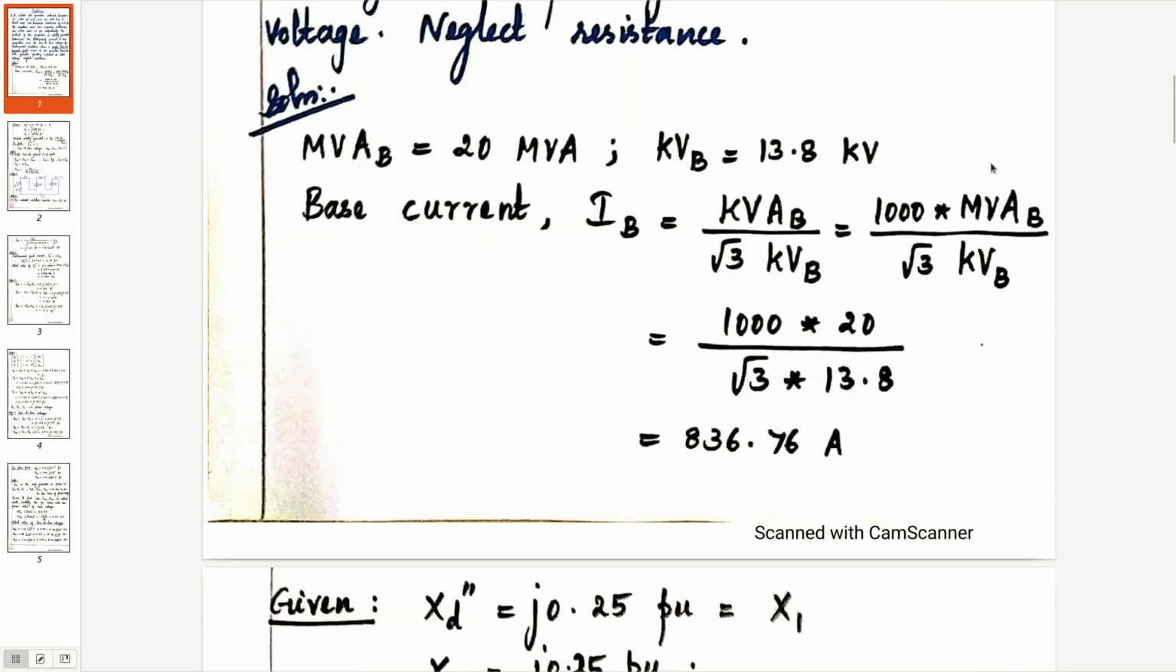As I told, we have considered the generator rating as the base values, base MVA and base kV. Since all the values we will be finding in per unit, to convert this into actual units, we need to calculate the base current. For calculating the base current, we use our usual formula from module 1: kVA base divided by root 3 into kV base. We are given MVA base, so we convert kVA base into MVA base. On substituting the values of MVA base and kV base, we get base current as 836.76 amperes. So the first task is to calculate the base current.